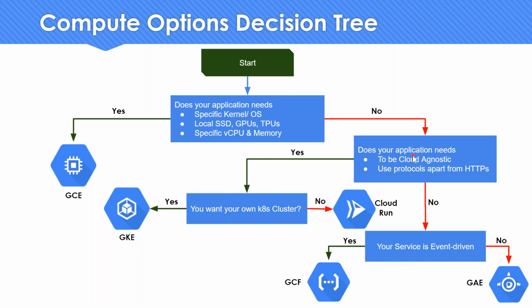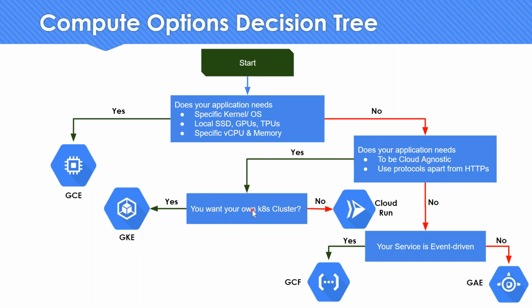If you say no, I don't have that specific requirement, then you ask a follow-up question. This is how you should ask it to your customers also. Does your application need to be cloud agnostic? Does it use protocols apart from HTTPS? Basically, you're asking whether it is web focused or non-web focused. If you say yes, I want my workload to be cloud agnostic, or it has to use other protocols, the answer is yes.